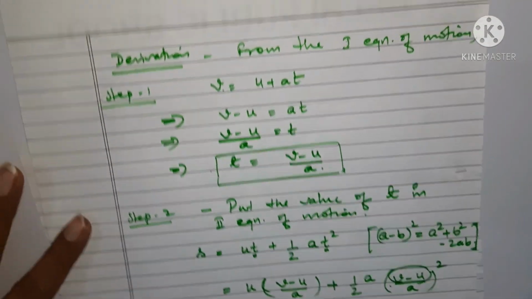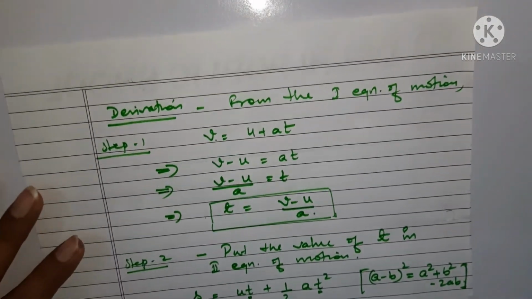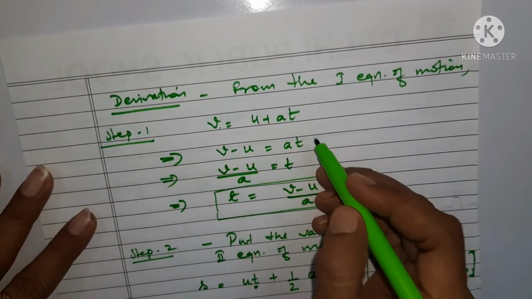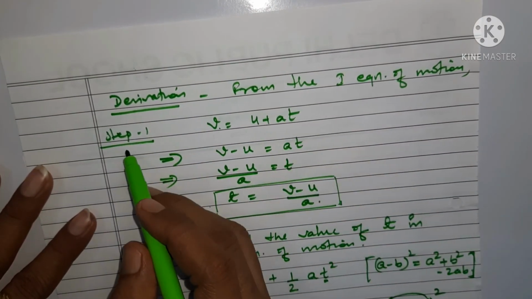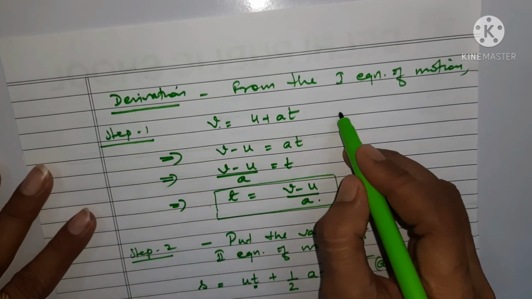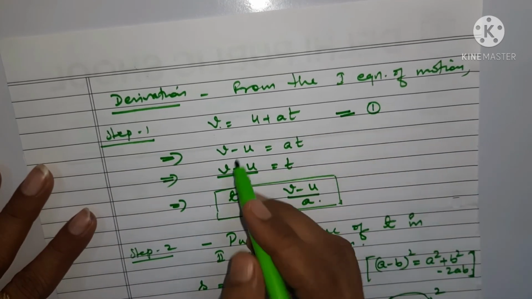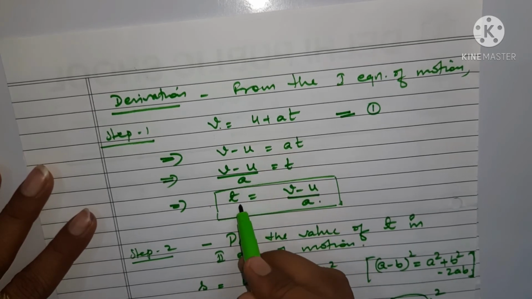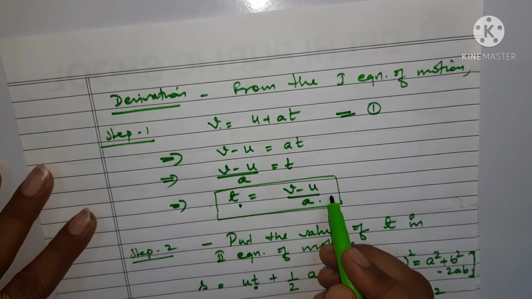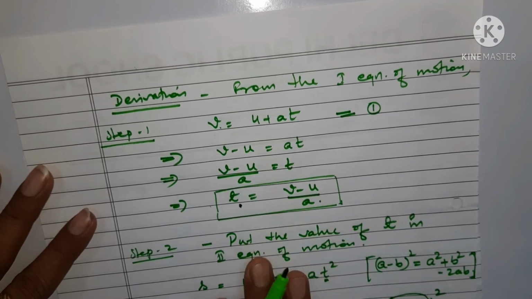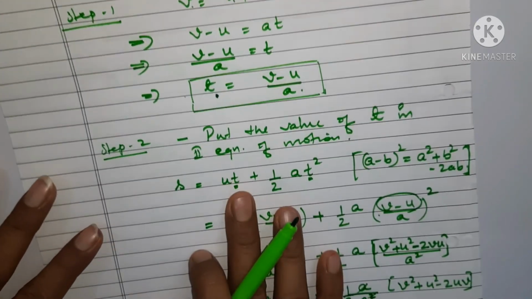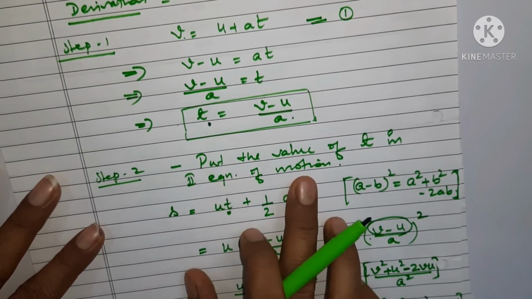Let us have a look once again. As I told you, in this derivation part, we are going to use two of the equations. In the very first step, we use the first equation of motion. With the help of this equation of motion, we have taken out the value of t. Once we have obtained the value of t, we are going to substitute this value in the second equation of motion.